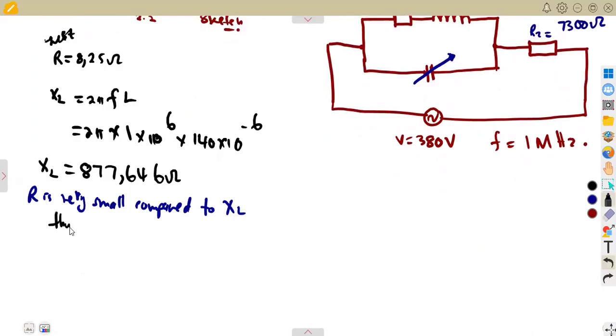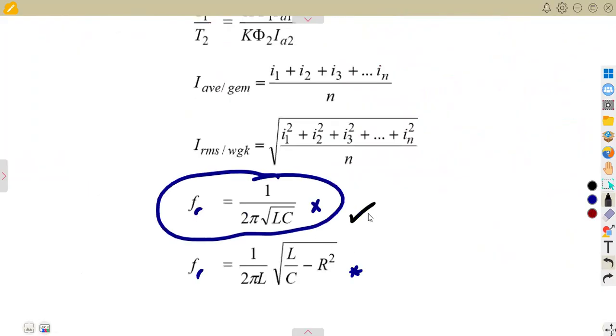Thus, R is negligible. All right, guys, I don't know how you pronounce these ones, but it is to be neglected. You can just leave it as it is. You just leave this part of R. So if that is the case, it means we are going to consider this formula without this R. We are not going to have this one.